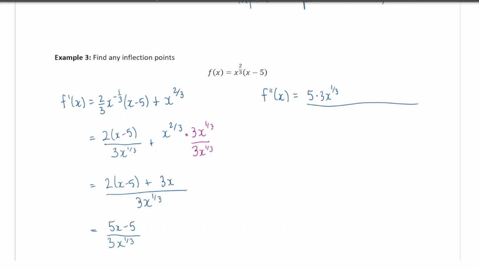And then it's minus, and then the same thing is going to happen again. The 1/3 is going to come down. It's actually going to cancel with the 3, which is kind of nice. But I'll have x to the negative 2/3 times 5x minus 5.